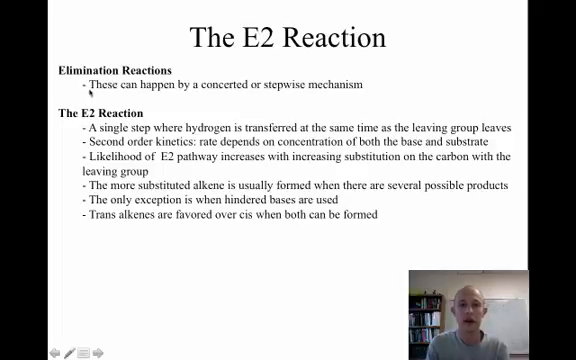Okay, to summarize, elimination reactions can happen by a concerted or by a stepwise reaction, but the E2 reaction is a concerted mechanism where the proton is abstracted, the pi bond is formed, and the leaving group leaves all in a single step. This exhibits second-order kinetics, so the rate depends on the concentration of the base and the substrate. The possibility that you'll see E2 elimination increases as you increase the substitution, which makes sense because substitution becomes more difficult as you increase the substitution on that particular carbon. The more substituted alkene is formed almost always. The only exception is when a hindered base is used, and we'll talk about there's only two hindered bases, one of which is tert butoxide that we just talked about. And when you have a choice, trans alkenes are always going to be favored over cis alkenes.